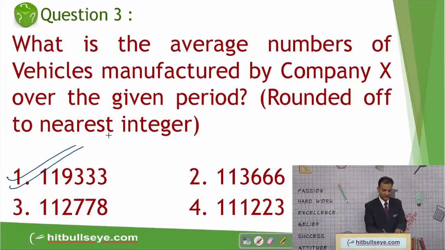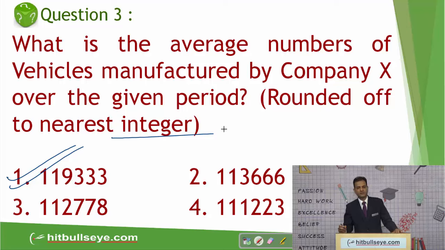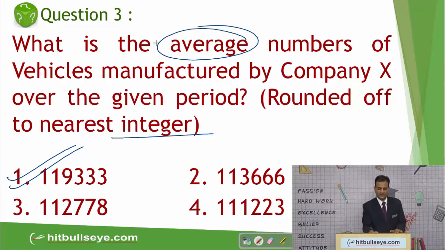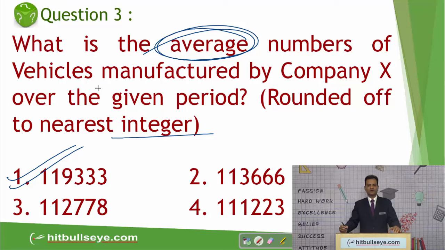It is given in the first option because it is the nearest integer, it will be decimal, so the nearest integer is 119333. Simple question of average, and if you are aware about the concept of average, total divided by number of observations is the average, friends. Again, there is no technical knowledge required, simple calculations.